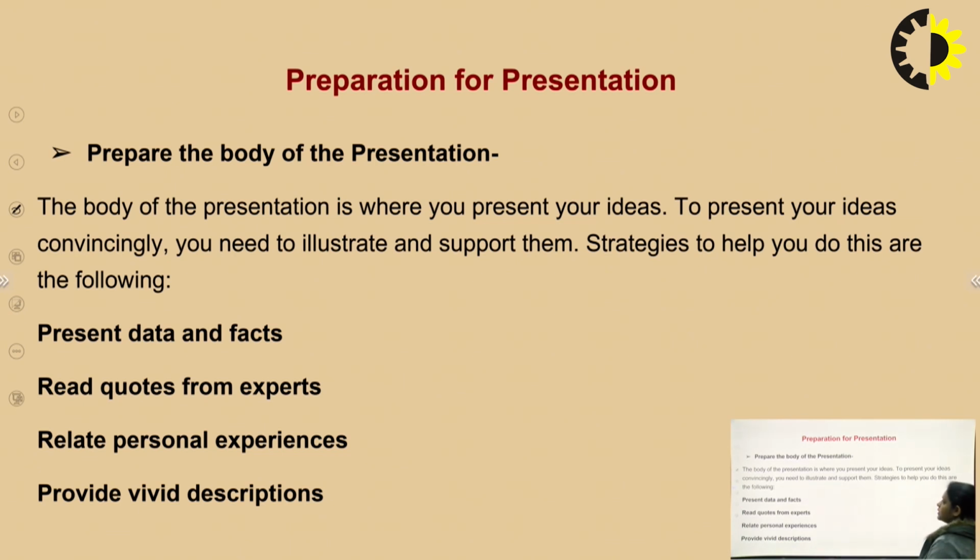So the body of the presentation is where you present your ideas. To present your ideas convincingly, you need to illustrate and support them. Strategies to help you do this are the following: present data and facts, read quotes from the experts, relate personal experiences, and provide vivid descriptions.